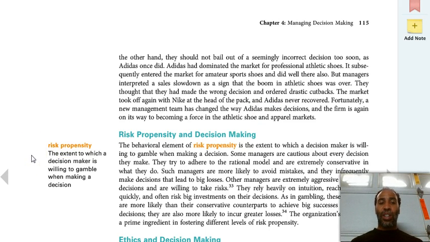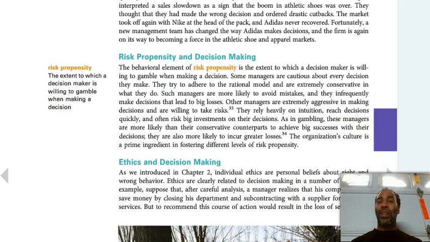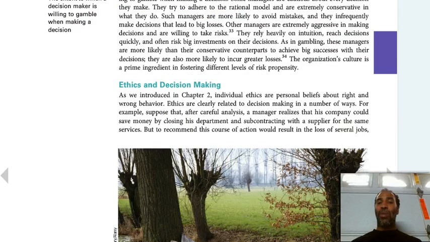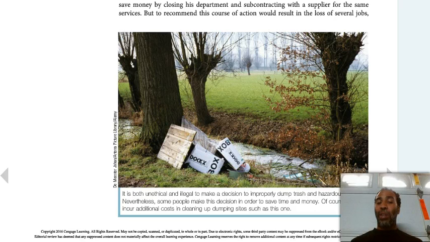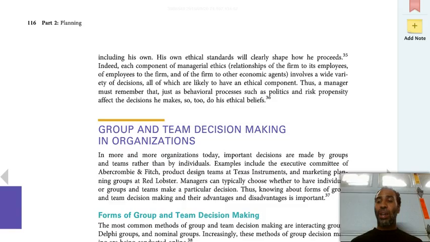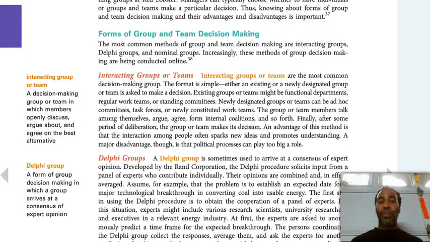Risk propensity, right? The extent to which the decision maker is willing to gamble when making a decision. Like, how much are you willing to gamble? Are you willing to gamble your career on that decision? Are you willing to gamble the possibility of having to fire an employee on a decision that you're going to make? So what's your risk propensity there? How much are you willing to gamble? It's just like if you go to Vegas and hit the craps table, you're throwing your money down. How much money are you willing to gamble, right? So how much of your career are you willing to gamble in terms of the decision that you've made within that company's framework?